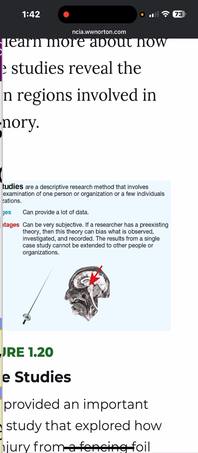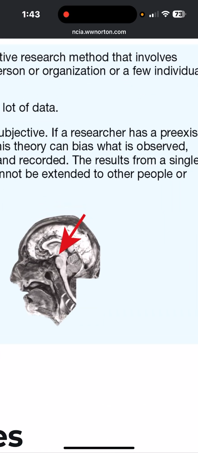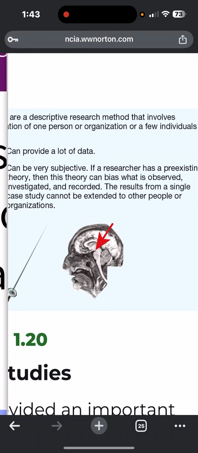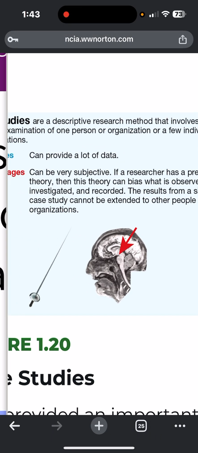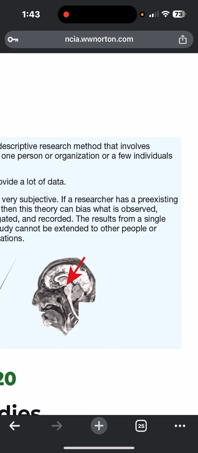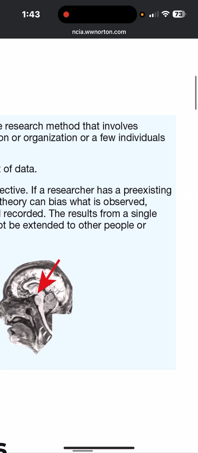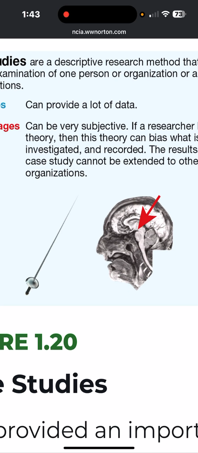The results from a single case study cannot be extended to other people or organizations. Let me repeat that. The results from a single case study cannot be extended to other people or organizations. Let me read that again. The results from a single case study cannot be extended to other people or organizations.